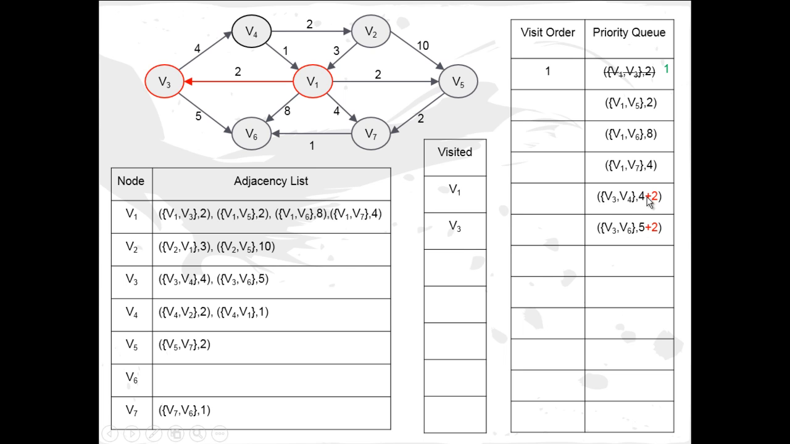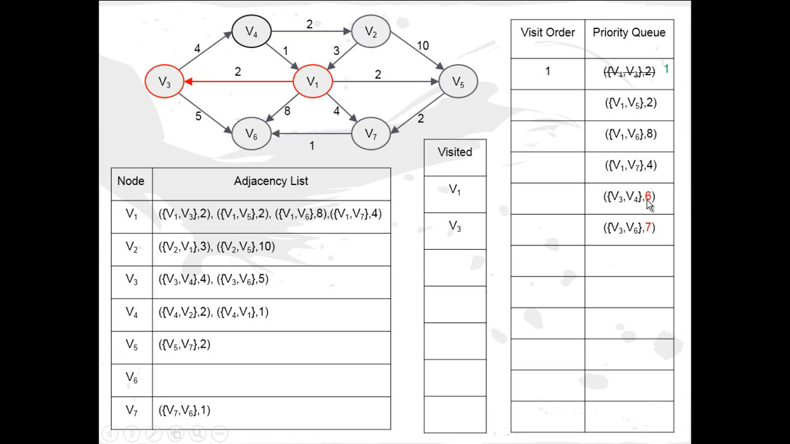But remember that we're adding a 2 to all of these weights. The reason for that is because we are effectively saying that we're going from V1 to V3, and we're going from V3 to these nodes. So the cost of getting to V3, first of all, is going to be 2. So it's going to be 2 plus 4 and 2 plus 5. So that's why we have this plus 2 in here.